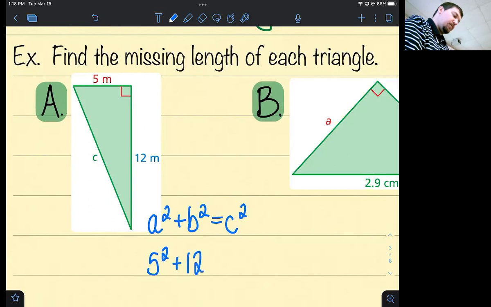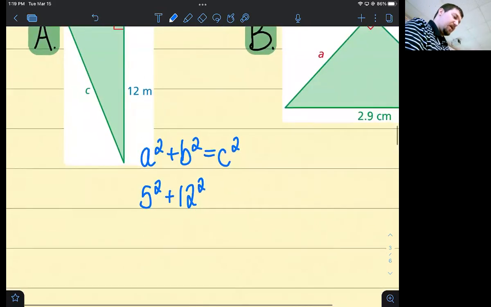So again, it doesn't really matter which leg you call A and which leg you call B, but you do have to square them. This is why it's nice to know your perfect squares. These are two of the lower ones you probably already knew though. Jimmy, what's 5 squared? Okay, and what's 12 squared?